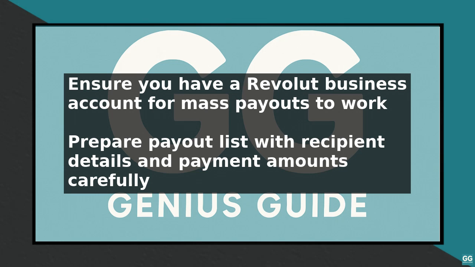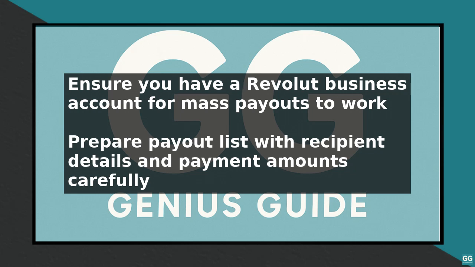To initiate a mass payout, log into your Revolut account and navigate to the Payments section. Select the Mass Payout option and upload your payout list or enter the details manually. Revolut supports various file formats, including CSV and XLSX, making it easy to import your payout list.